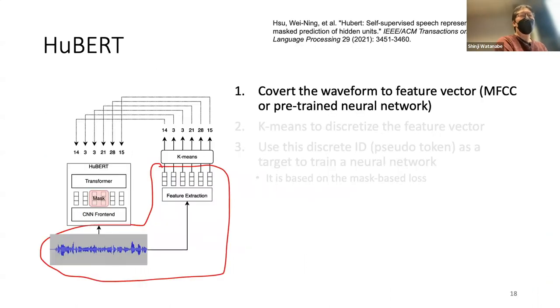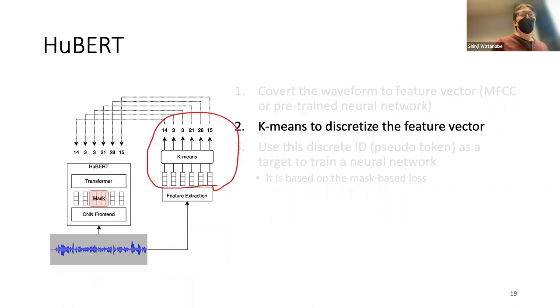So for HuBERT, we first convert the waveform to MFCC. This is done without any supervision, right? We just use signal processing knowledge to convert this signal to the feature. Next, we perform k-means on this MFCC, so that we try to find some discrete representation from speech.